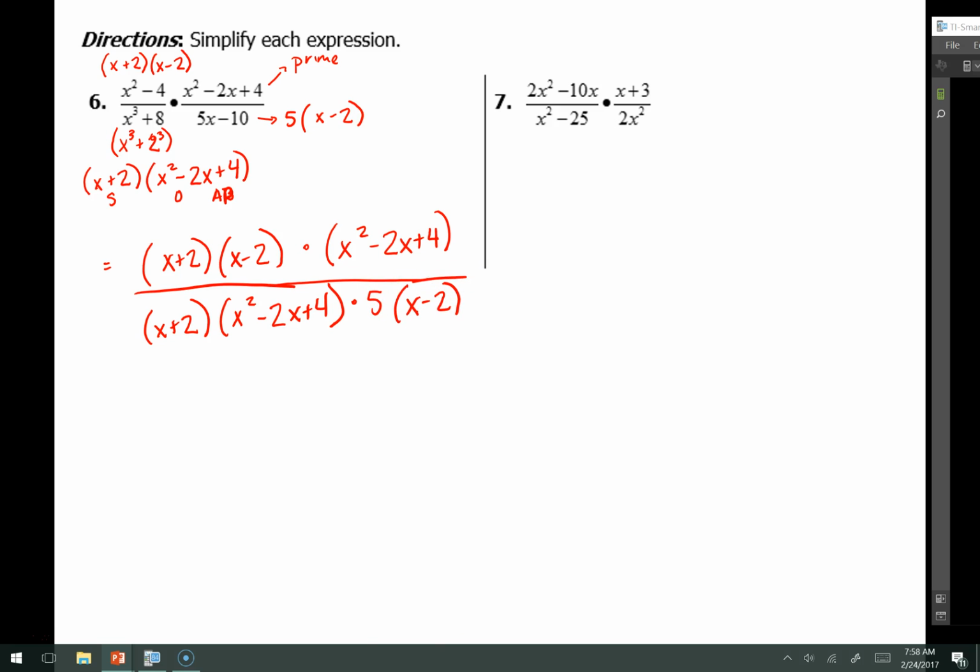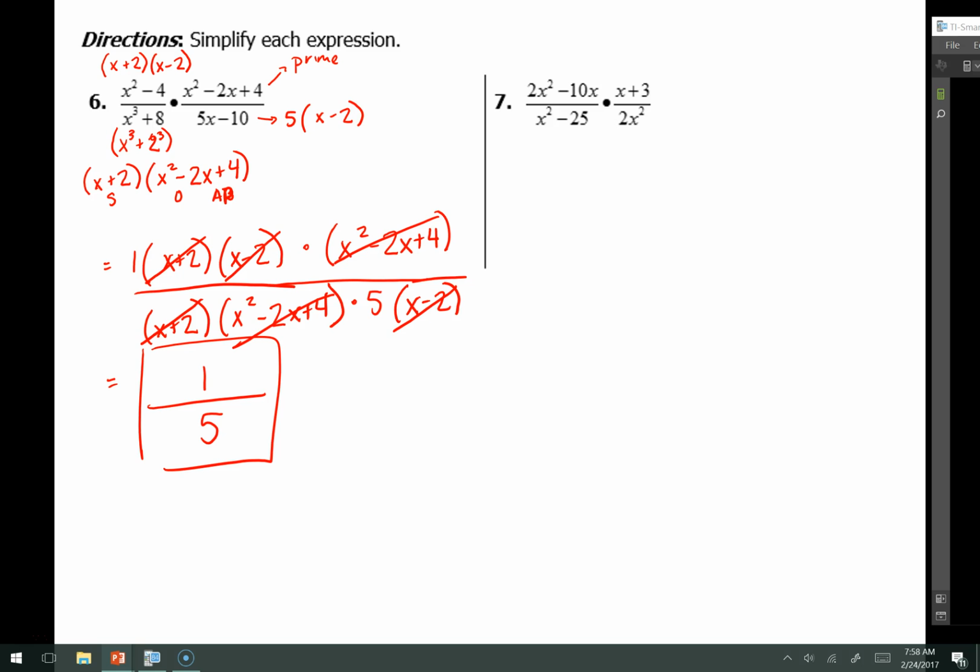All right, so we're ready to see what divides out. You have an x plus 2 in the top and bottom, so those divide out. We have an x minus 2 in the top and bottom, so those divide out. And we have an x squared minus 2x plus 4 multiplied in the top and bottom, so those divide out. So if we look across our numerator, we're not left with any of these values, so that's going to be a 1 for our numerator, and in our denominator we have that 5 left over, so our simplified multiplication gives us 1/5.